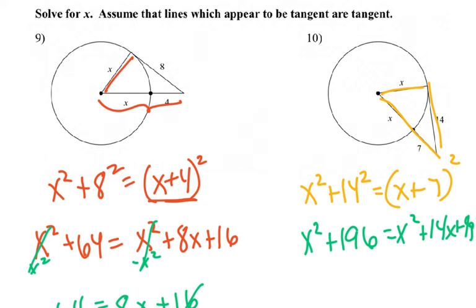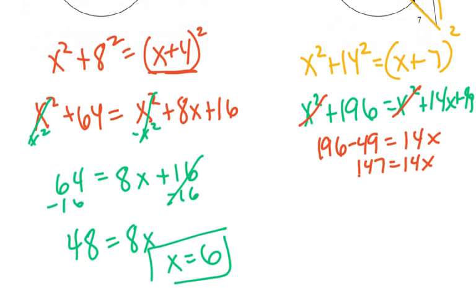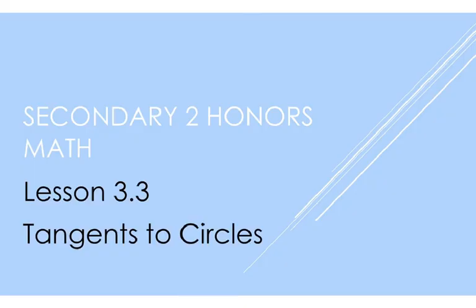Okay, so you should have x squared plus 196 equals x squared plus 14x plus 49. I'm going to subtract my x squares from both sides. They're going to be gone. I'm going to do 196 minus 49 is equal to 14x. So 196 minus 49 is 147. And then I'm going to divide both sides by 14. And I'm going to get 10.5. You should now be able to do the entire homework assignment for lesson 3.3.